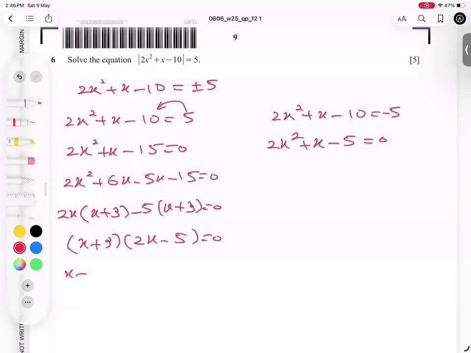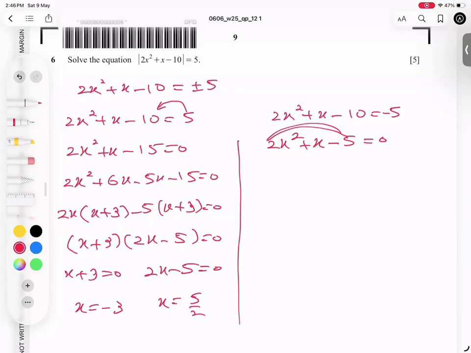One time x plus 3 is equal to 0, one time 2x minus 5 equal to 0. I got one answer negative 3 and the other answer is 5/2. Now students, in the same way I can go for the other one. Here 5 twos are 10.